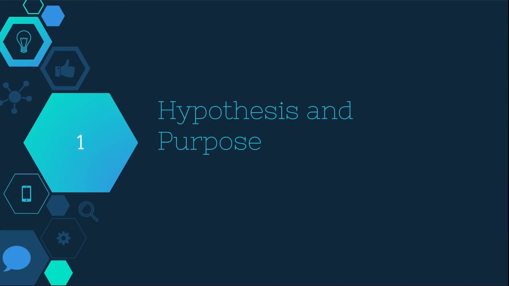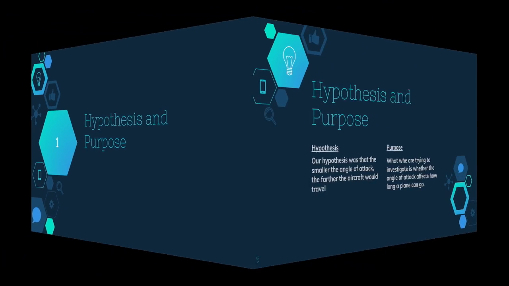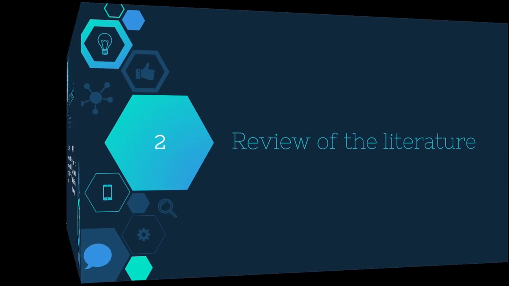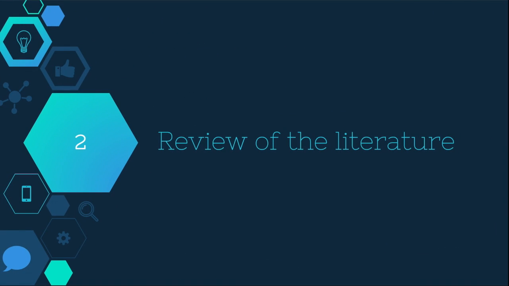Let's move on to the hypothesis and purpose. Our hypothesis was that the smaller the angle of attack, the farther the aircraft would travel. The purpose of this experiment is that we were trying to investigate whether the angle of attack affects how long a plane can go. Next, we'll get to review of literature or the background for what we need.